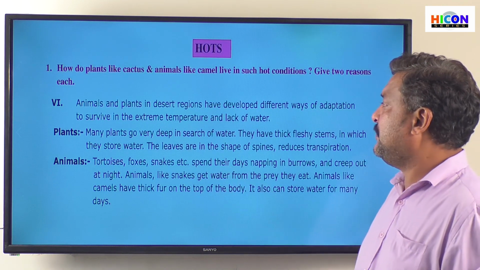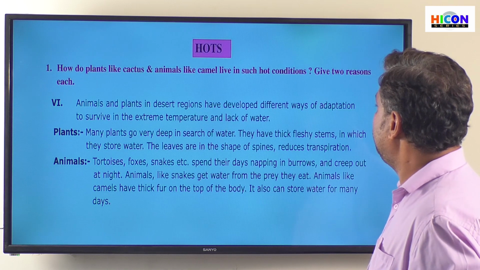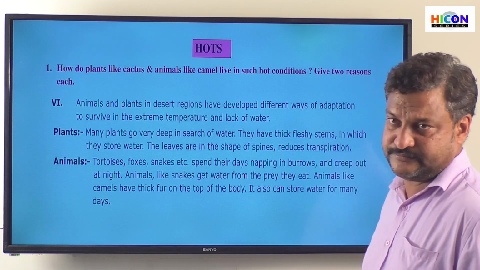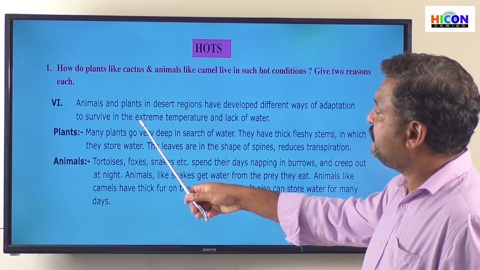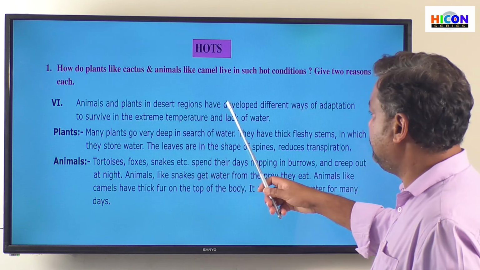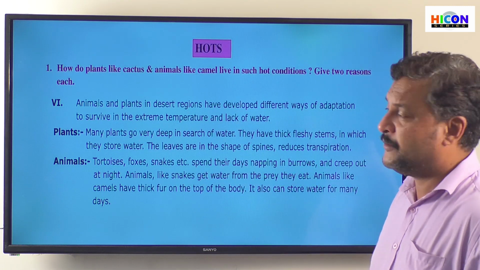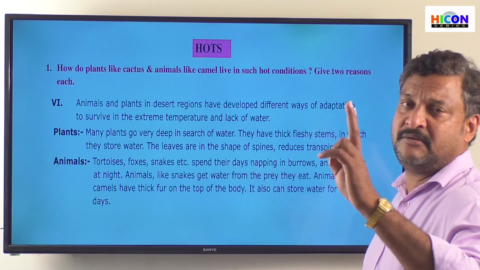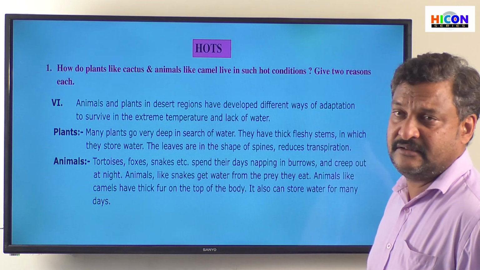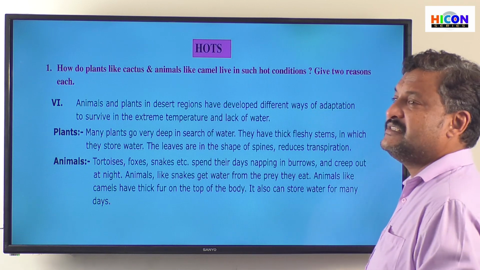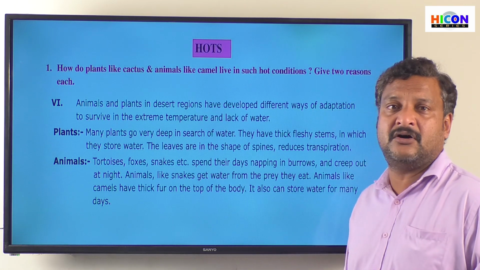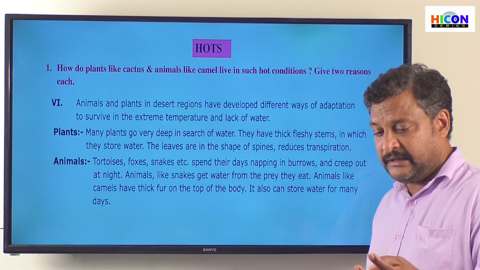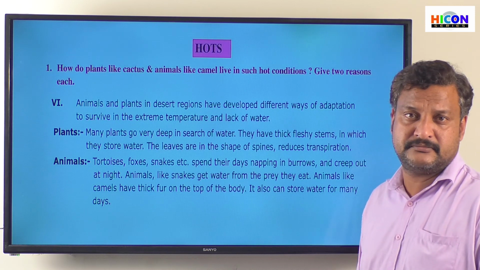See, animals and plants in desert regions have developed different ways of adaptation to survive in the extreme temperature and the lack of water. So these are the two common features of deserts. Extreme temperature, lack of water. Right? Extreme temperature and lack of water are two major problems that we can find in the desert regions. Isn't it? Yes. Now, these animals and plants like a cactus or a babul, and animals like a camel, rattlesnakes or a kangaroo rat, right?